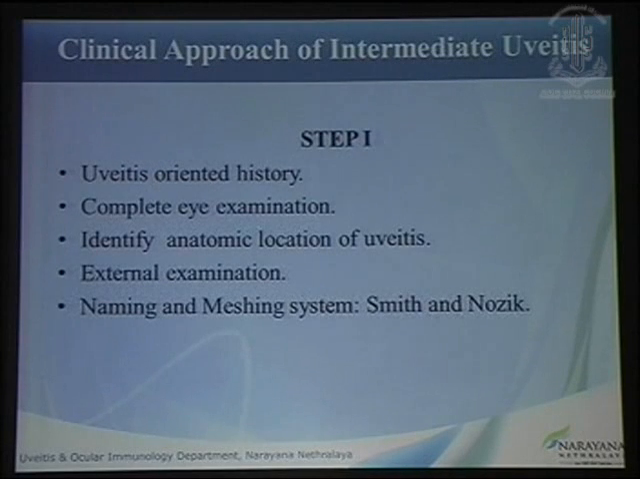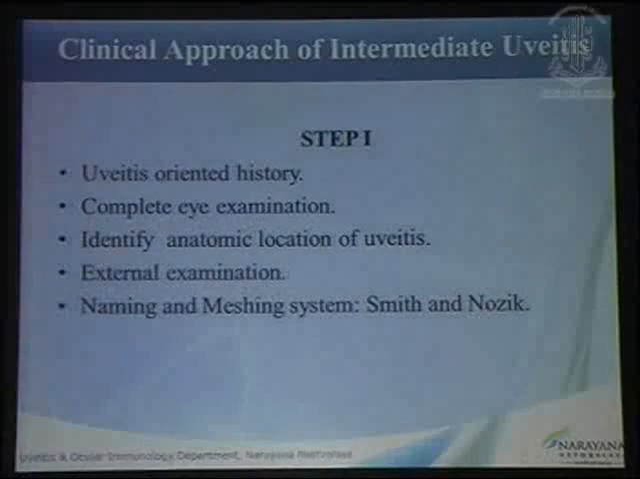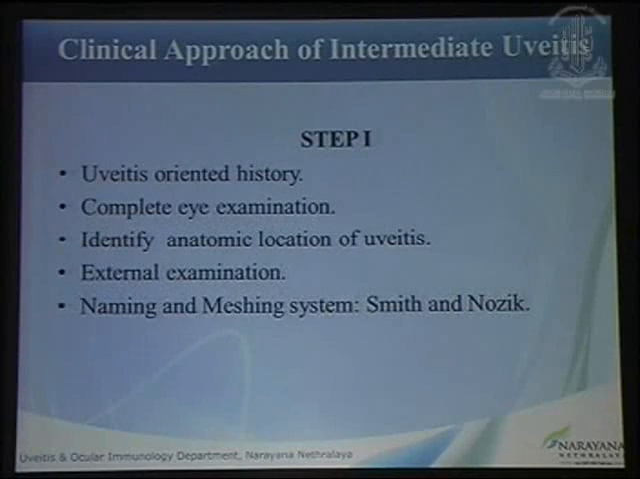Coming to the clinical approach, it is similar to what was told by Dr. Kalpana in a previous presentation. First, we need to ask a detailed history, which is uveitis oriented, and do a complete eye examination. Then you identify the anatomical location of the inflammation. Then we do the external examination of the patient. Then naming and meshing by Smith and Nussenblatt.